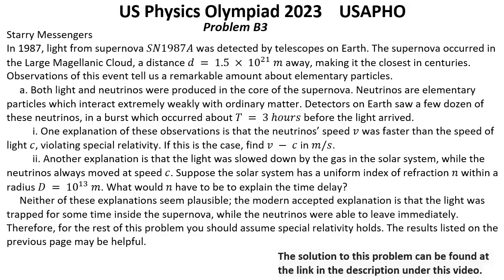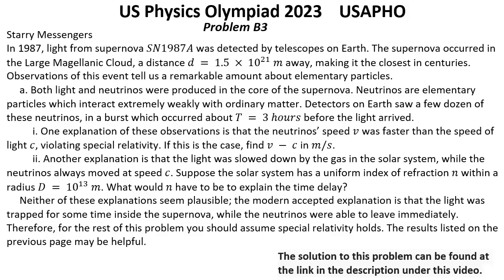US Physics Olympiad year 2023. USAPHO final round. Problem B3. Starry messengers. In 1987, light from supernova SN1987A was detected by telescopes on Earth.